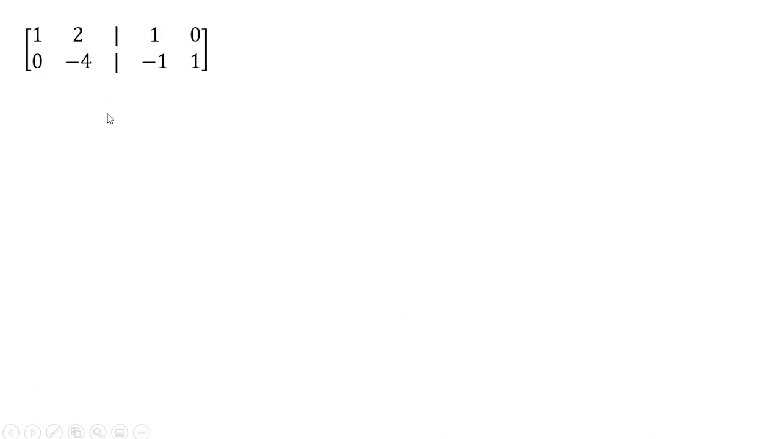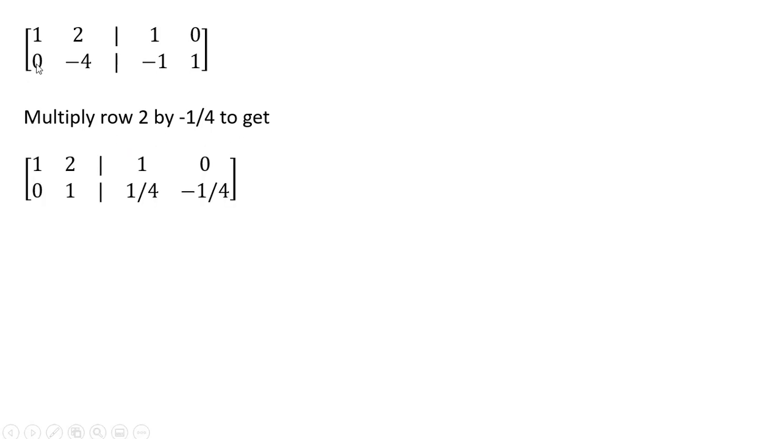So just rewriting the last result, we're going to multiply row 2 by minus 1/4. So 0 times minus 1/4 is 0. Minus 4 multiplied by minus 1/4 is 1. Minus 1 multiplied by minus 1/4 is positive 1/4. And finally 1 multiplied by minus 1/4 is minus 1/4.